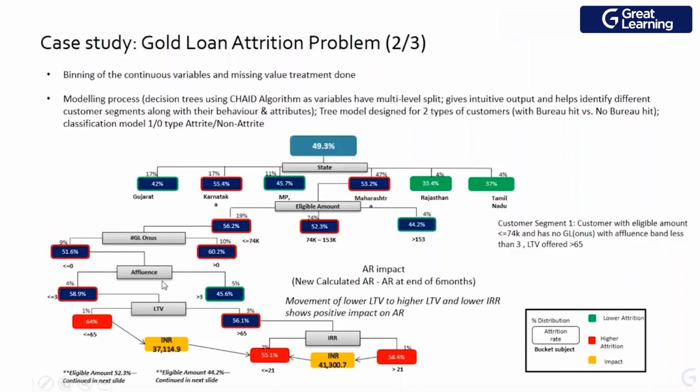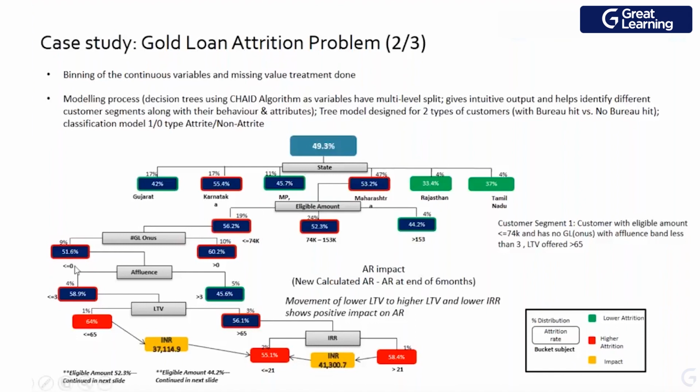So how you read customer segment 1 is: a customer within Maharashtra, because we're just capturing Maharashtra, with eligible amount less than 74K, has no GL onus, with affluence band less than or equal to 3, LTV offered to them less than 65 or greater than 65, and IRR, you can either give them less than or equal to 21 or greater than 21. So these are some of the important variables when it comes to customer segment 1.